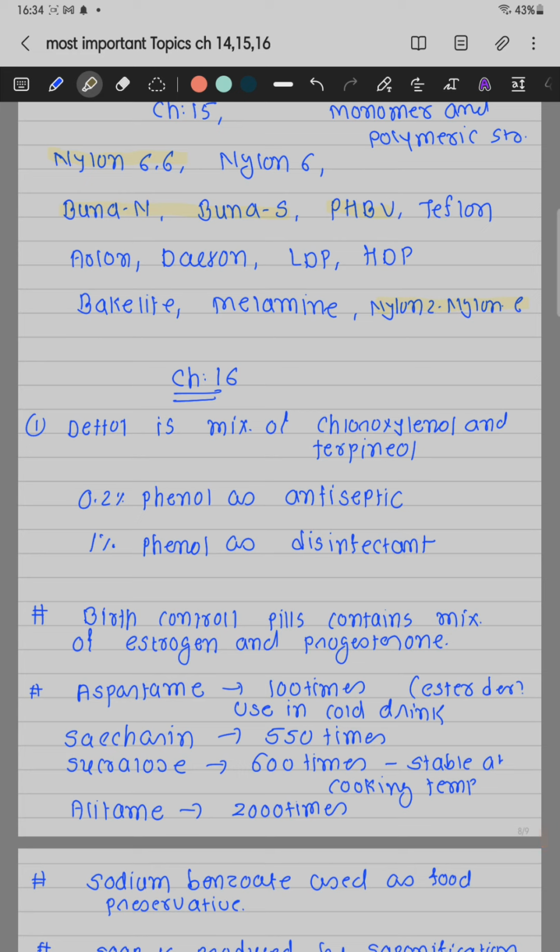Dettol is a mixture of chloroxylenol and terpineol. Chloroxylenol and terpineol are the two chemicals present in Dettol. 0.2% phenol acts as an antiseptic, whereas 1% phenol acts as a disinfectant.